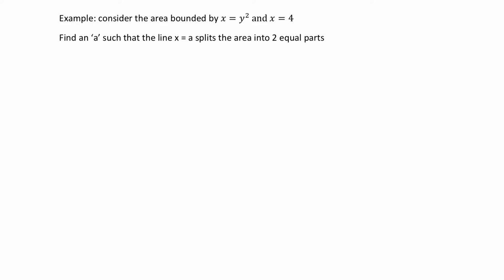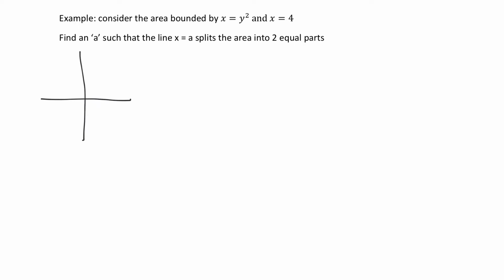Now, taking a look at one last example here, we have the following problem. Consider the area bounded by x equals y squared and x equals 4. We want to find an A such that the line x equals A splits the area into two parts. Now, let's think about that for a second. Let's go ahead and draw a quick sketch of our curves.